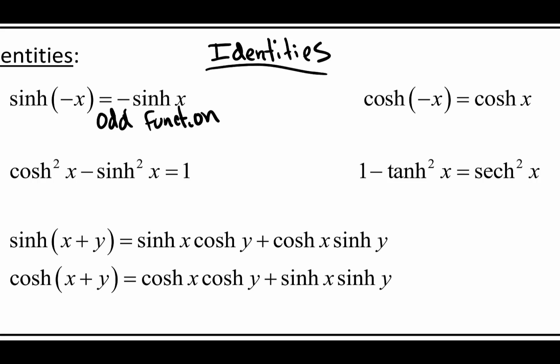Hey, cosine hyperbolic of negative x is equal to cosine hyperbolic of just positive x. Hey, that's just like y equals x squared. That's an even function. That's an even function.